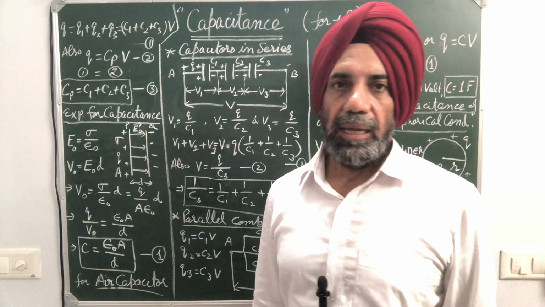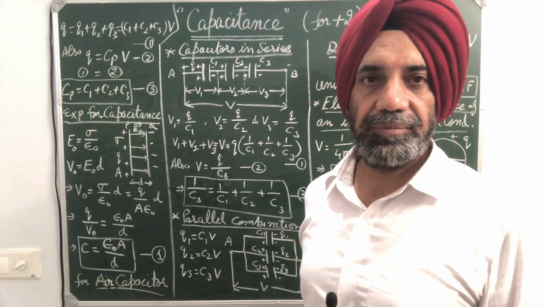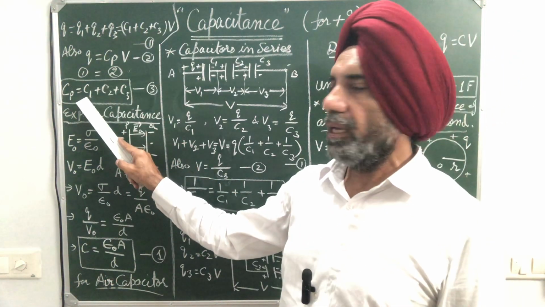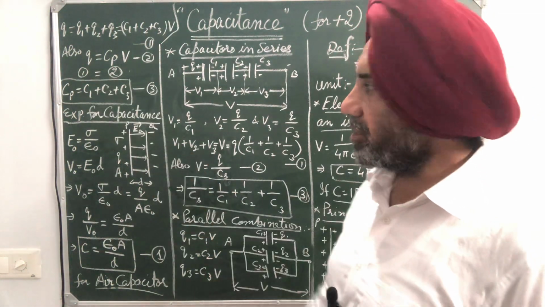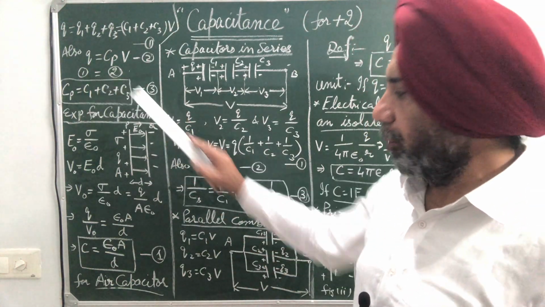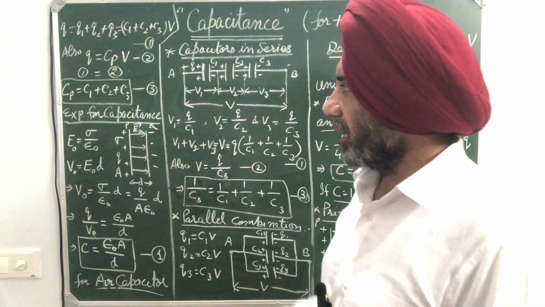It means in parallel combinations, capacitances are simply added. The total capacitance of the parallel combination is equal to the sum of the individual capacitances. So this formula will be used to solve problems on combinations of capacitors.